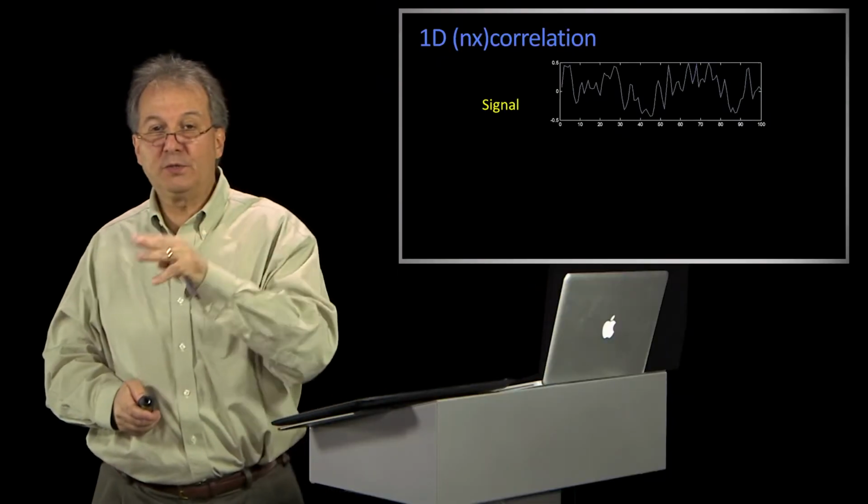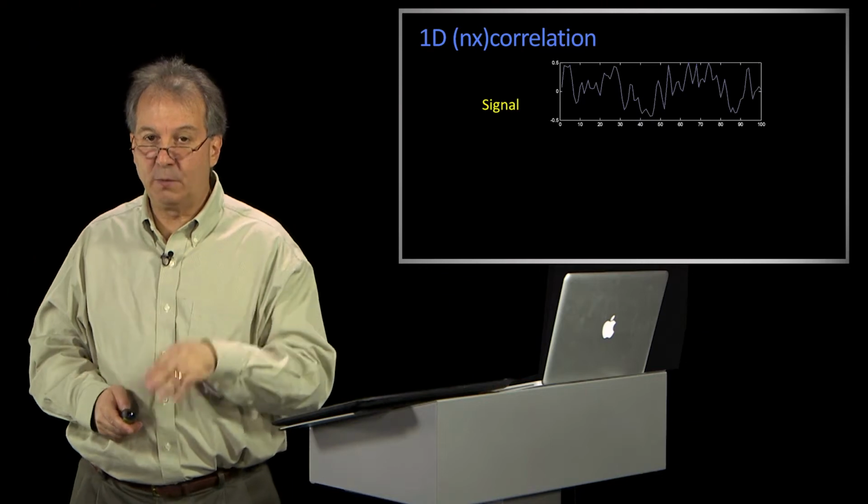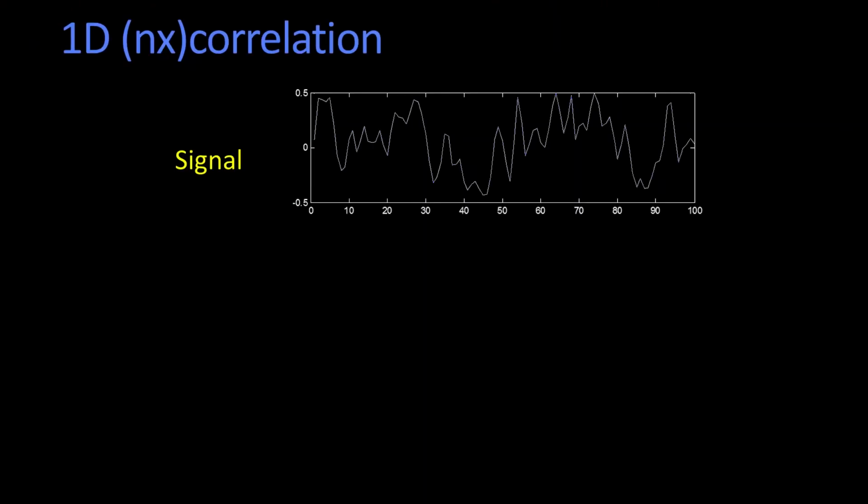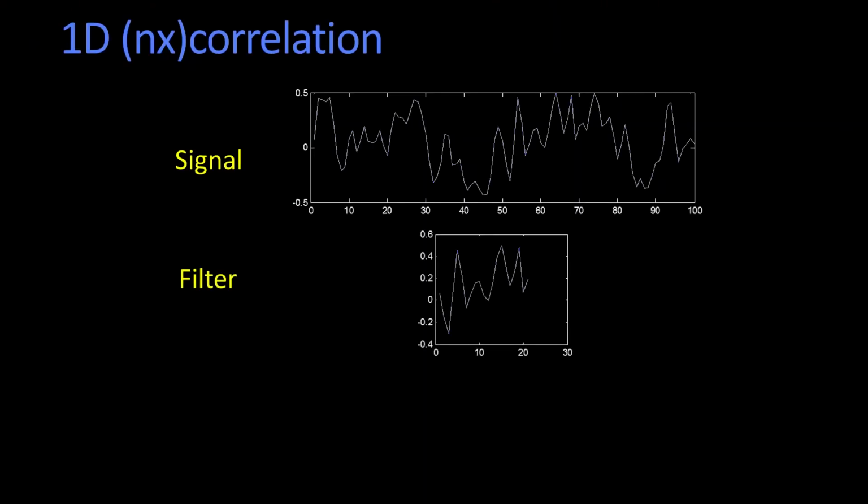All right, we're going to introduce this using a one-dimensional signal, and then we'll go to 2D. So here we have a 1D signal, and here's a filter. If you take a look, this filter looks a lot like that chunk, and that's because I made this and pulled out that chunk. But the system doesn't know that yet.